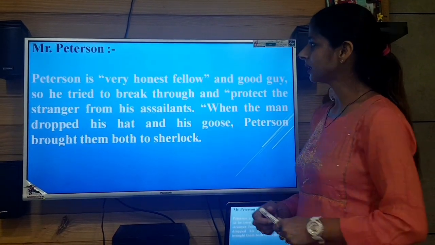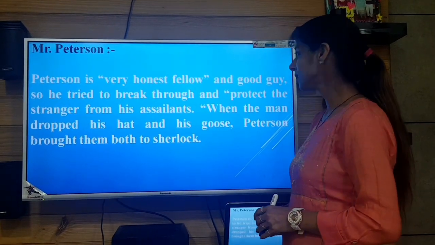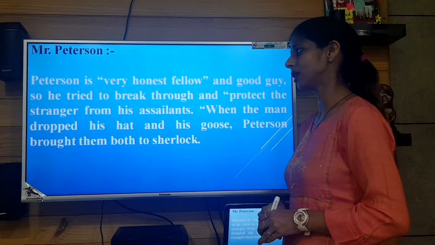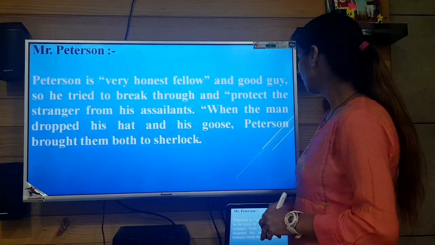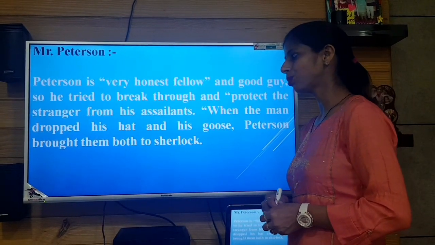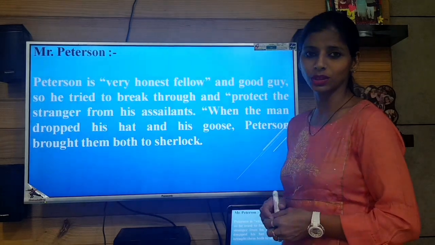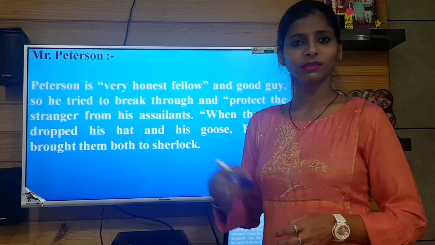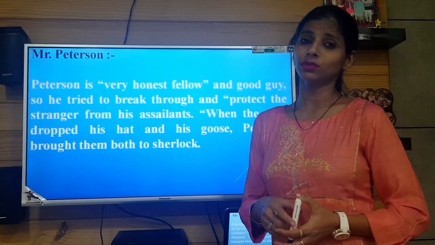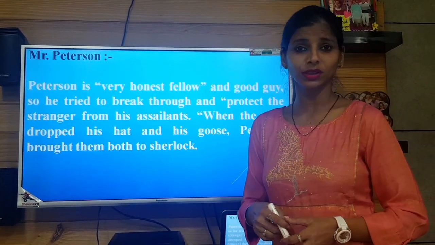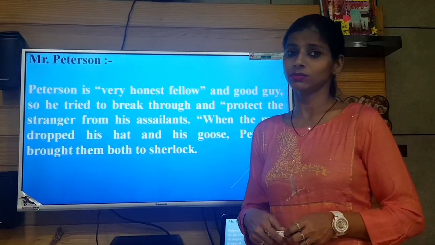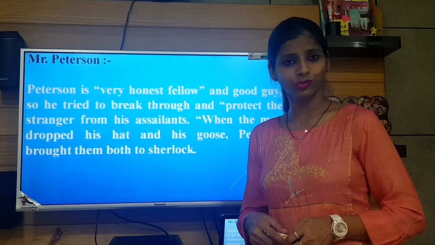Next is our Mr. Peterson. Peterson is a very honest fellow and a good guy. He tried to break through and protect the stranger from his assailants. When the man dropped his hat and his goose, Peterson brought them both to Sherlock, right? So here we got to know this character Peterson in the story, who was a commissionaire, which you can even add on, right?